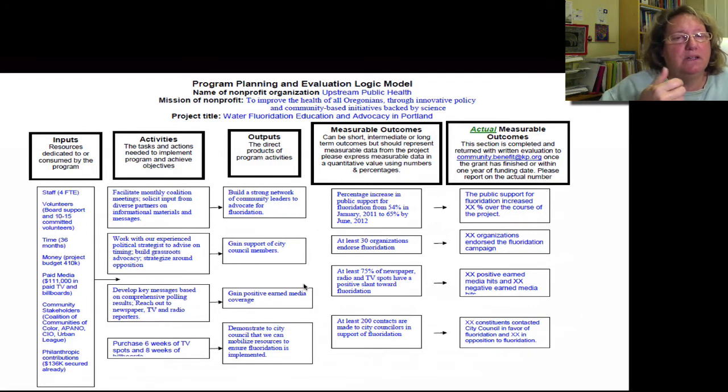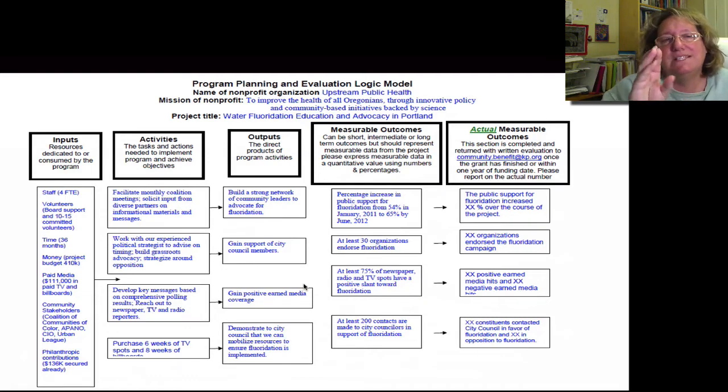So the coalition was going to join together advocates. They also were going to build support from council. They were going to get media coverage of their issue, and they were going to show to the city council that they had the ability to leverage support.